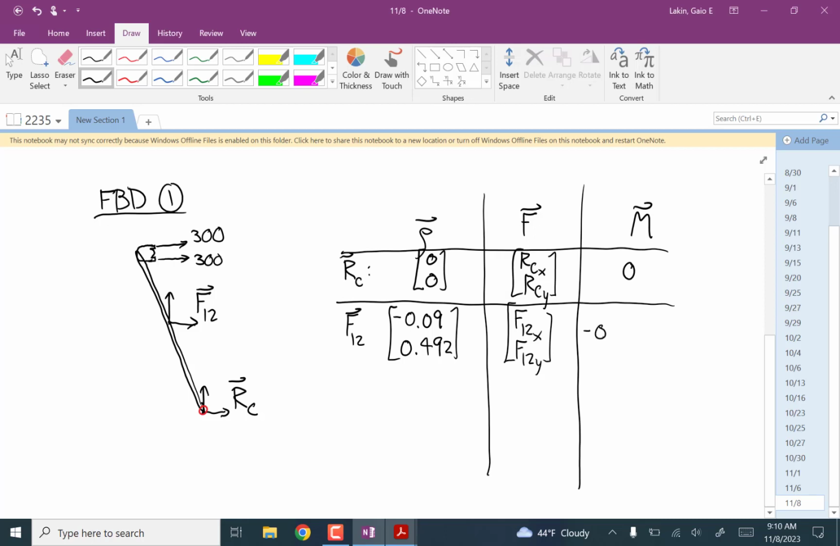Cross product is negative 0.09 F12. Let me keep another digit on this one, 0.087. Okay, so negative 0.087 F12y minus 0.492 F12x.